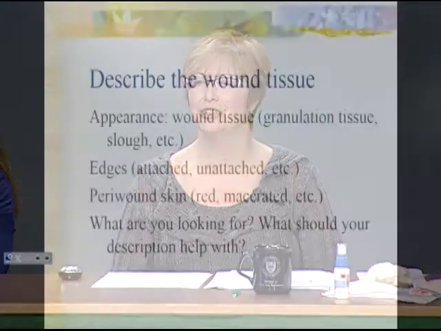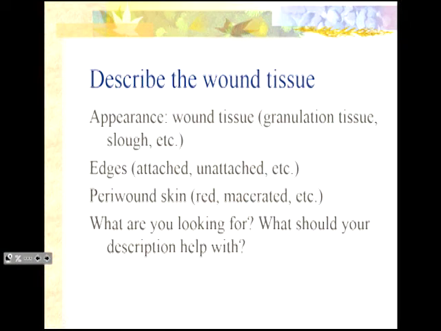So we want to describe tissue, and that's important because we need to identify when things are actually progressing, right? So when you think about tissue, we need to talk about, is it granulation tissue? Is that nice pink, reddish bed of vascular tissue? Or is it slough? I'm going to show you some pictures to demonstrate some of that, so we're using common language. Are the edges of the wound attached or unattached? If they're undermined, they're unattached. Is that peri-wound skin red or macerated or bruised or calloused? We need to describe that. Why would we be doing all of that?